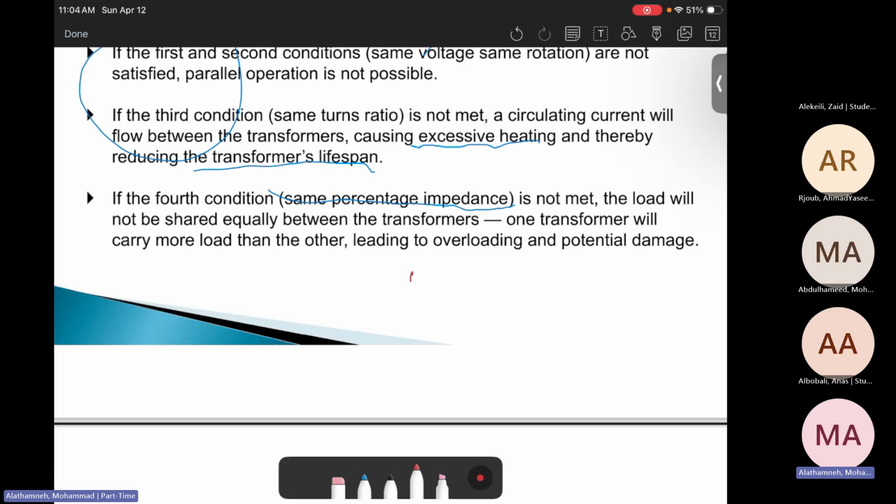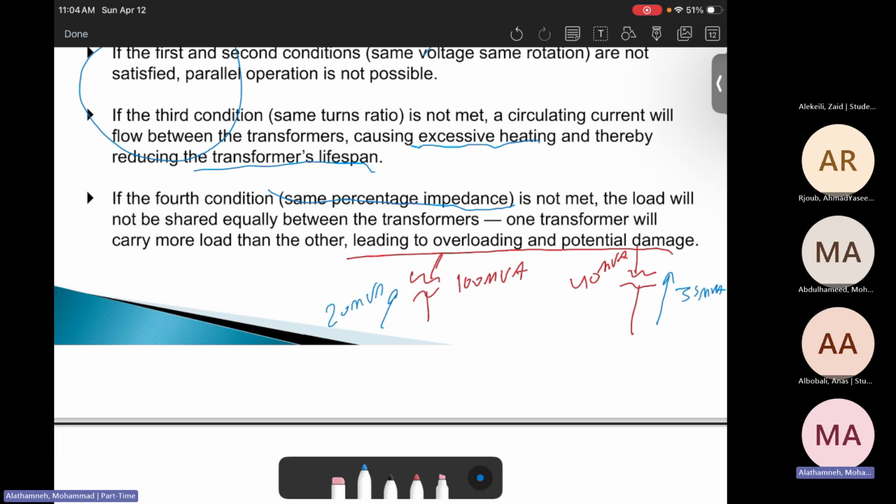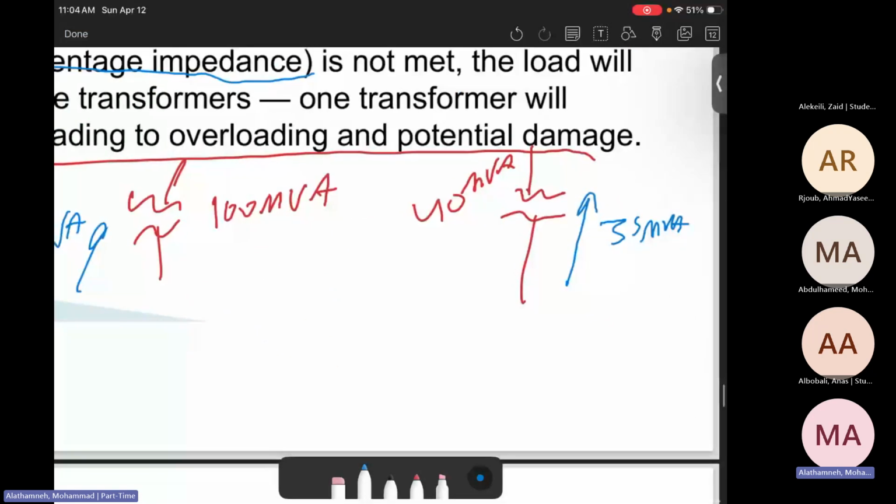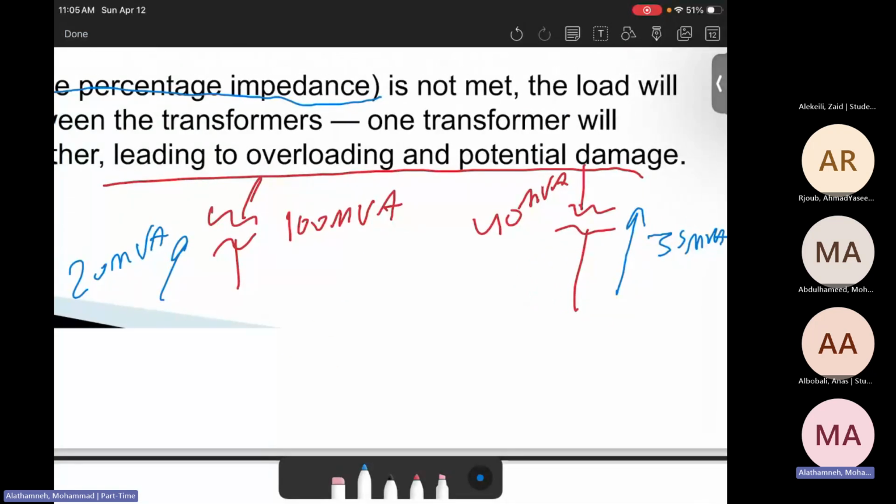Assume you have a transformer rated 100 megavolt ampere, and you are paralleling it with a transformer rated 40 megavolt ampere. If they are not sharing the same impedance, this one can be loaded with, for example, 35 megavolt ampere. The biggest amount of power, I don't have access to go to the 100 megavolt ampere. It will go toward the worst situation. Assume this one is loaded with 50 megavolt ampere, while this one is loaded with 30 megavolt ampere.